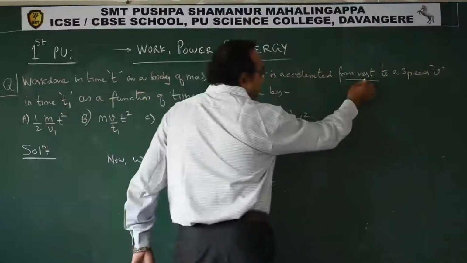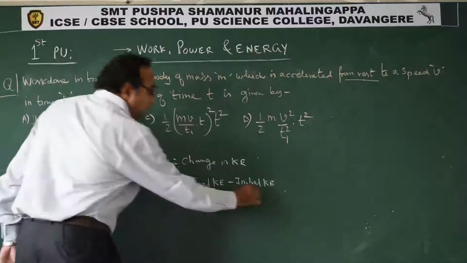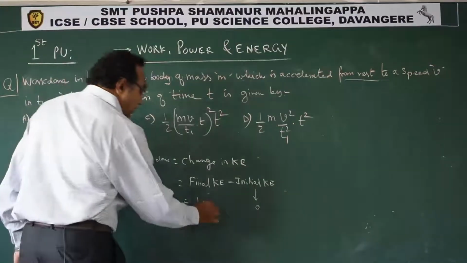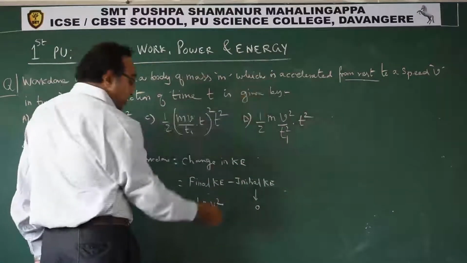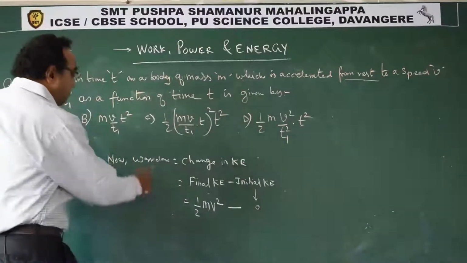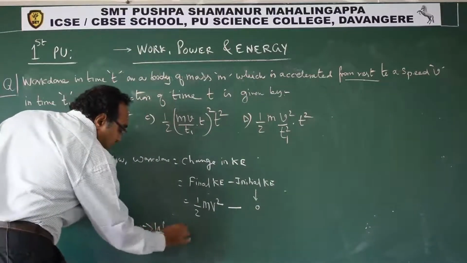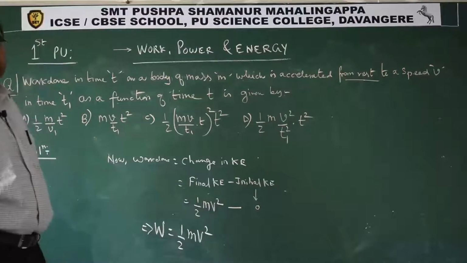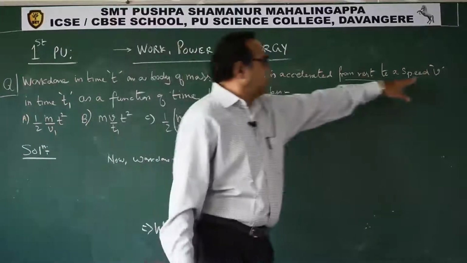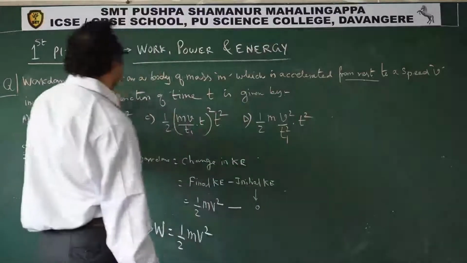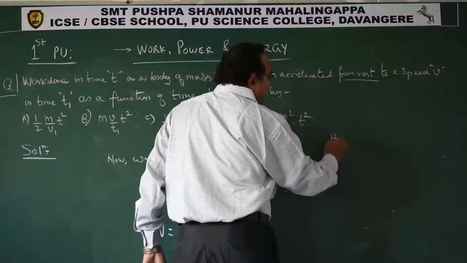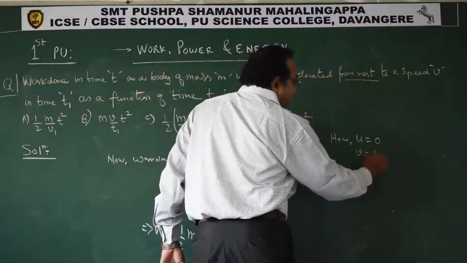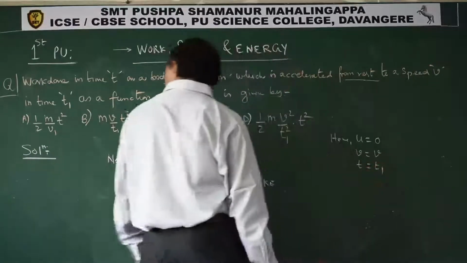Now the question clearly says from rest, therefore initial kinetic energy is 0, and this I can write as half m V squared, capital V I am using because there is already a small v. So work done is equal to half m V squared. Now our aim is to find this V. This V is different from this v. The first line says accelerated from rest, so here u is 0, final velocity is v, in time t1.